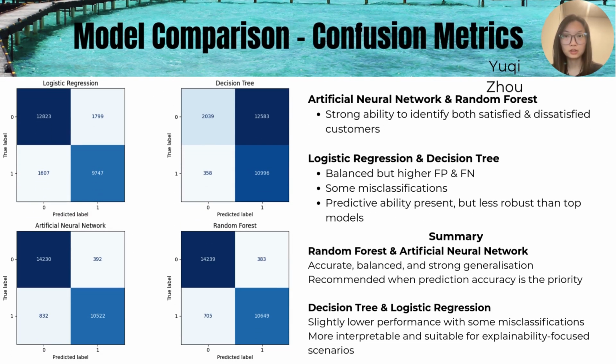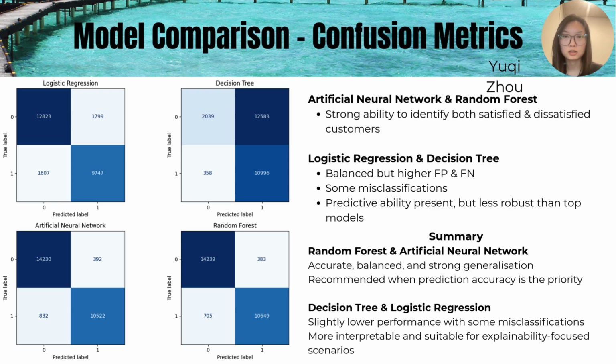Further analyzing the model performance with the confusion matrix, ANN and random forest show excellent structure. The number of true positives and true negatives of those two models is significantly higher, indicating that they are very good at identifying satisfied and dissatisfied customers and have strong generalization ability.